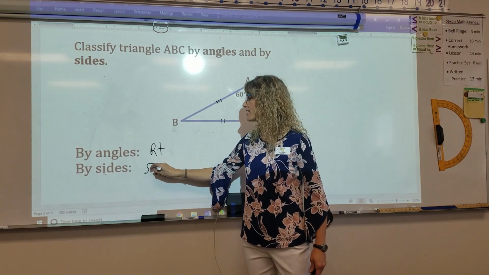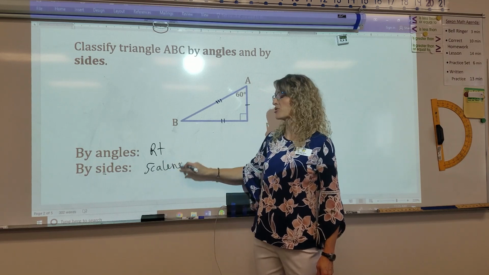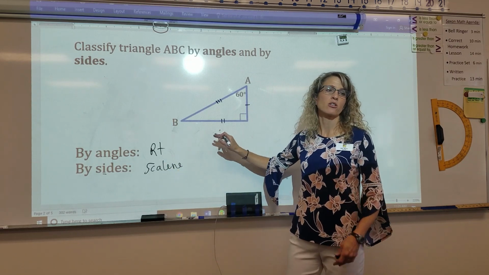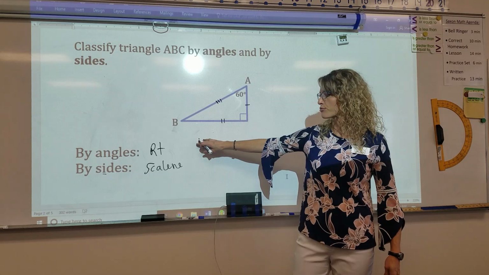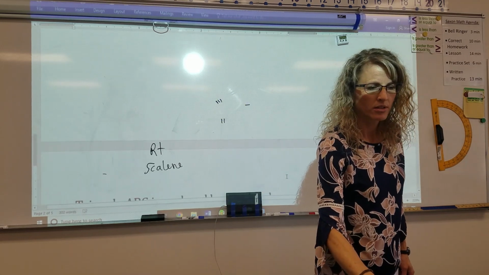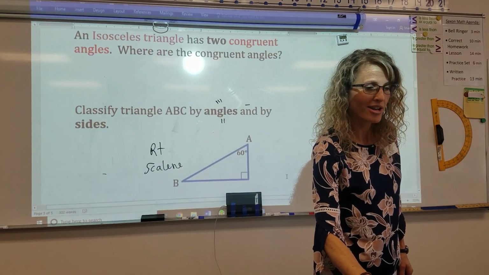So it's scalene. That's why I have two names to describe this triangle: one by angle, one by side. So it's a right scalene. Let's do another one. Oh, I thought I had another one. I don't have another one.